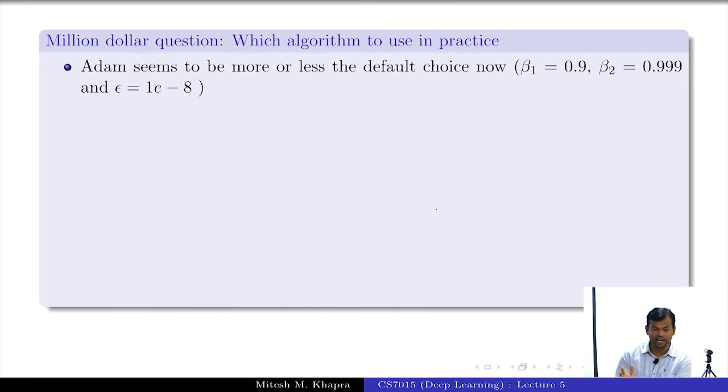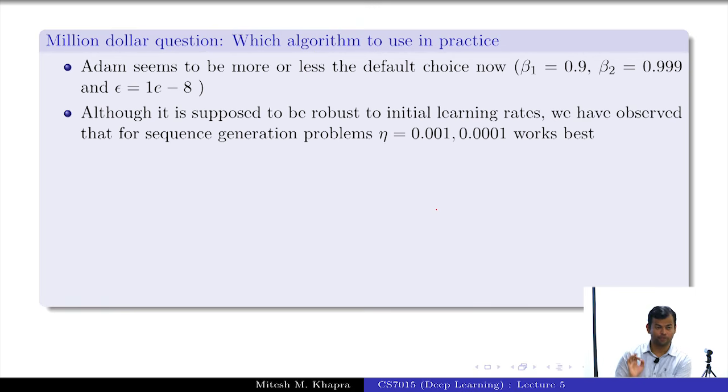So in practice, ADAM is more or less the standard choice nowadays, at least all the image classification work which deals with convolutional neural networks and so on, that uses ADAM as the optimization algorithm. We have used it largely for a lot of sequence to sequence learning problems, and it works well.